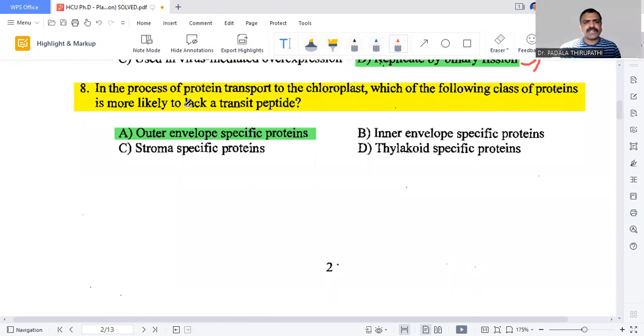Then the eighth question: in the process of protein transport to the chloroplast, which of the following classes of proteins is more likely to lack a transit peptide? That is outer envelope specific proteins. The correct answer is outer envelope specific proteins.